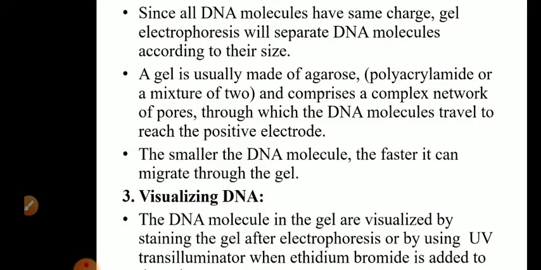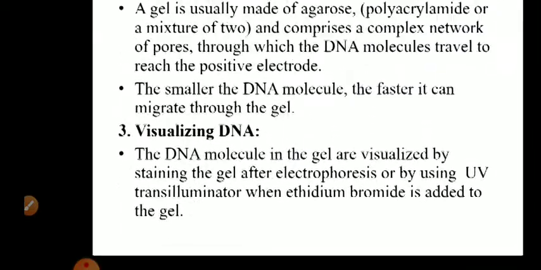Gel is usually made up of agarose. Generally, for separating DNA, we use agarose gel. Polyacrylamide or a mixture of polyacrylamide and agarose can also be used. Okay, agarose gel is a complex network of pores through which the DNA molecules travel and reach the positive electrode. The smaller DNA molecules move faster as compared to the larger molecules in the gel.